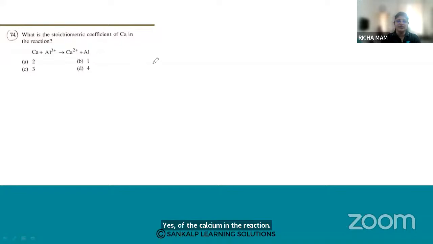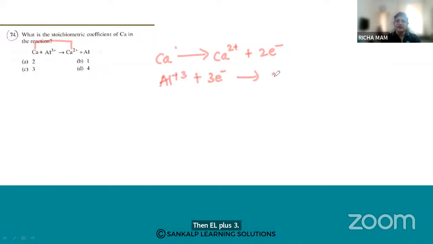What is the stoichiometric reaction? So calcium, write the reaction. Calcium is undergoing what? It is undergoing oxidation, right? So Ca gives Ca2+ plus 2 electrons, then Al3+ plus 3 electrons gives you Al.